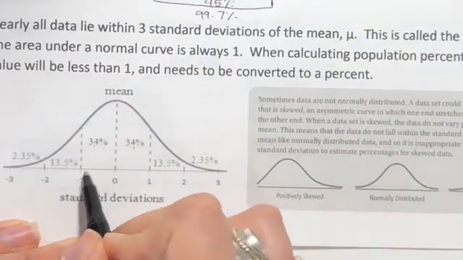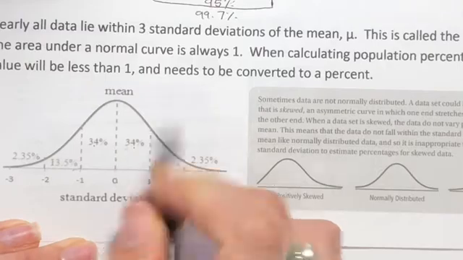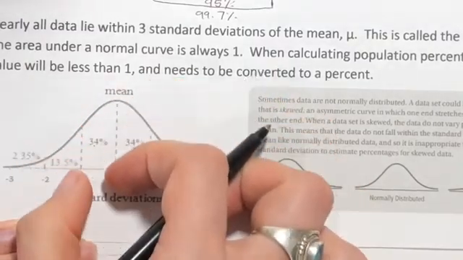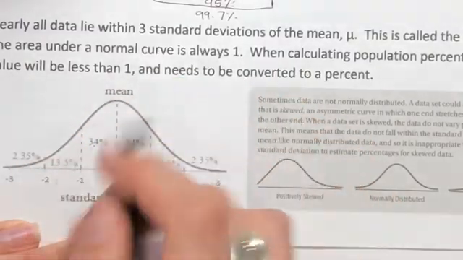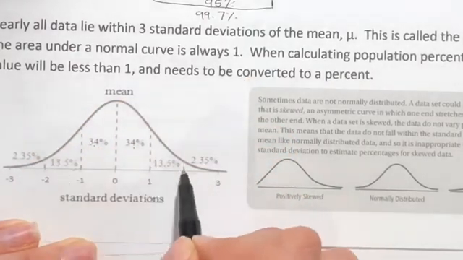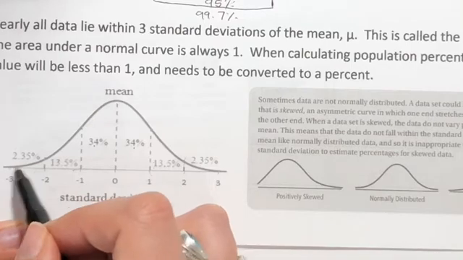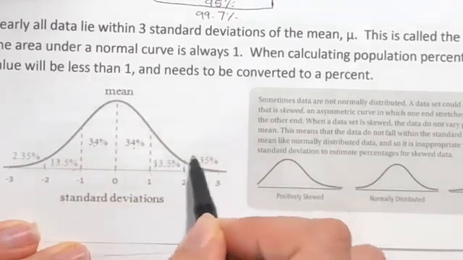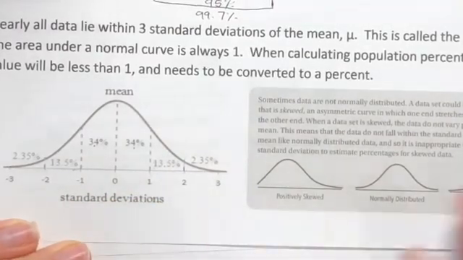So again, 68% goes to 1 to each side, so that means in just this section would be 34 and 34. And just this little sliver is 13.5. Same with this sliver would be 13.5. And then between 2 and 3 on each side is only 2.35% of your data.